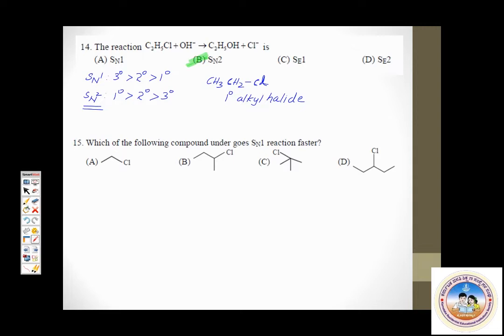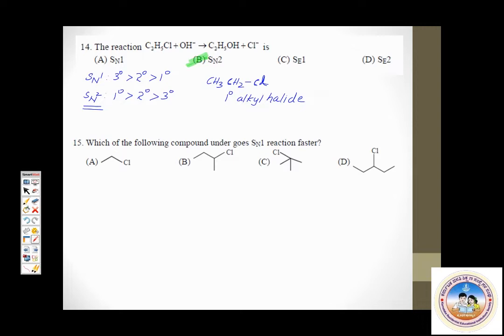Okay, but the issue here is you are given bond line notations. That is the only difference. You should interpret these bond line notations well. Okay, so let me help you with that. So which compound undergoes SN1 reaction faster?